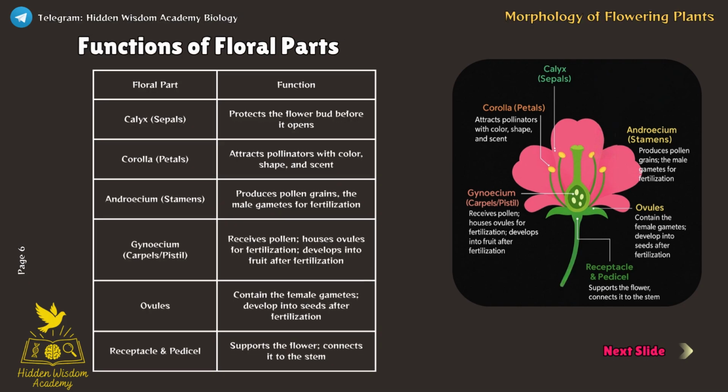Let's see the functions of flower parts. The calyx, sepals, protects the bud. The corolla, petals, attracts pollinators with color and fragrance. The androecium, stamens, produces pollen, the male gametes. The gynoecium, carpels/pistils, receives pollen and contains ovules that become seeds. The receptacle and pedicel support the flower and attach it to the stem. These functions are important for questions on flowers and reproduction.